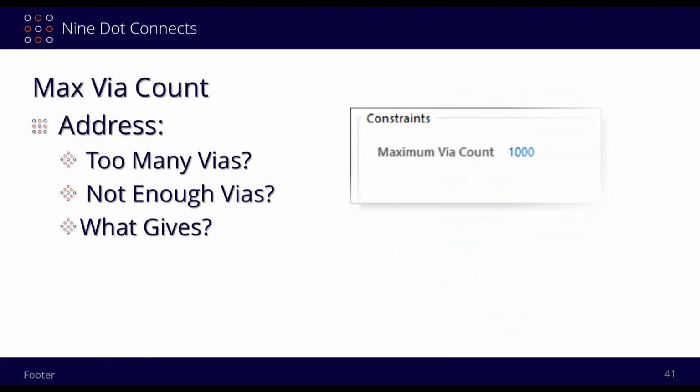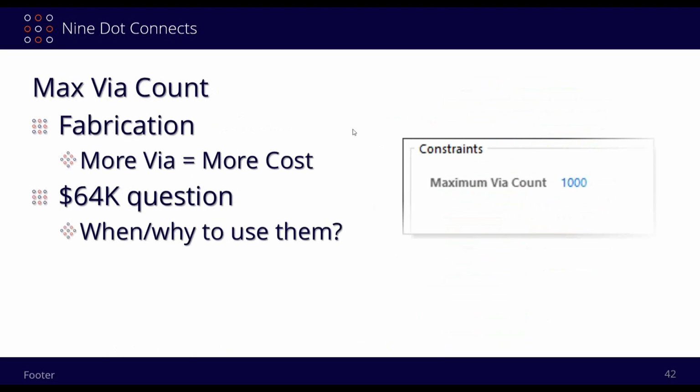What kind of gives over here? So obviously there's more cost if you've got more vias in there. And the interesting part is in high-speed design, we want as many vias as possible. Where? We want them on the planes because we want as much connectivity between the planes and different layers as much as possible. So when and why do we use them?